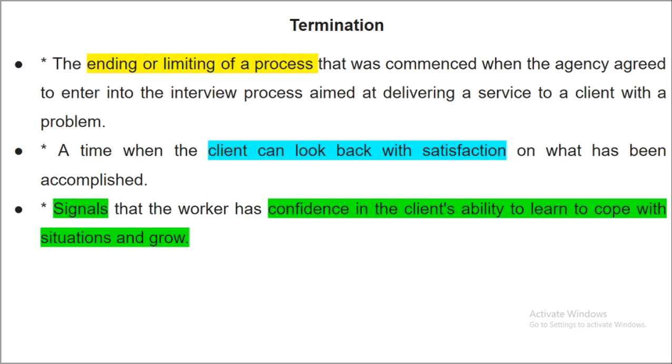And simultaneously, the caseworker also feels that I don't need to help the client with his or her problems. The caseworker believes and is confident that the client is able to solve his or her problems in that situation, or any problems he will face in the near future. He or she is able to solve his or her own problem. So this is a kind of signal that the caseworker feels confident about the client, and at that stage he can terminate the casework stages or processes.